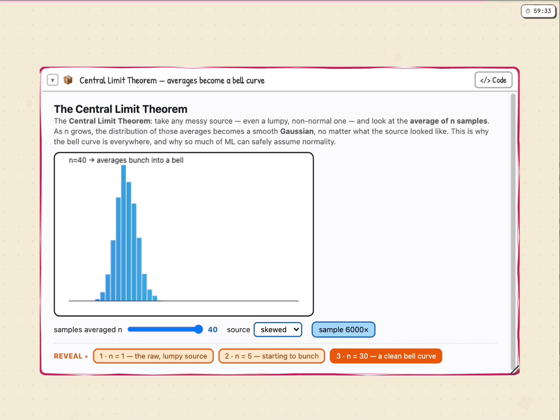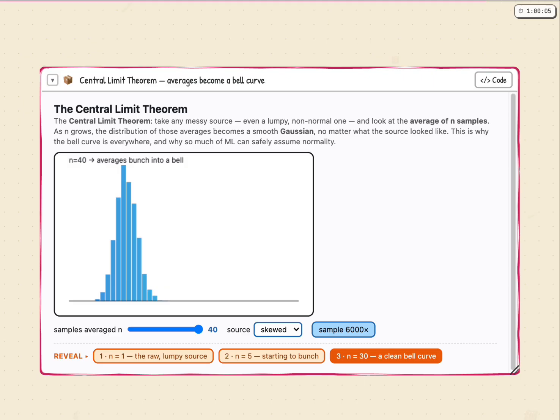Why is the bell curve everywhere, in human heights, in measurement errors, in test scores, in noise of every kind? Because almost everything in the world is the sum of many small, independent influences. Your height is the combined effect of thousands of genes and environmental factors added together. And whenever many small random things add up, the central limit theorem guarantees the result is a bell curve. That's why the Gaussian appears in virtually every dataset you'll ever touch, and why so much of machine learning quietly assumes it.